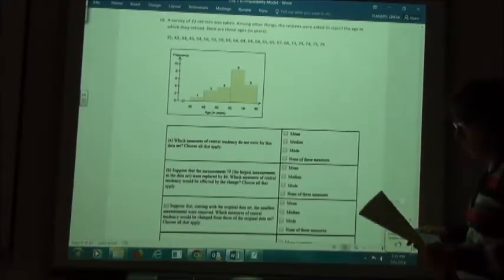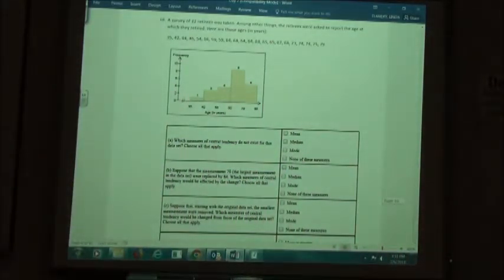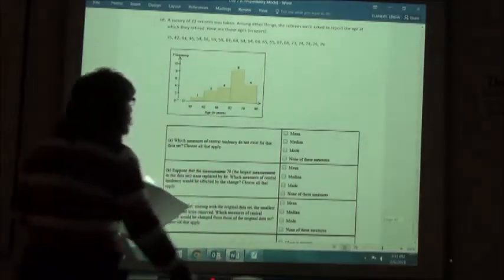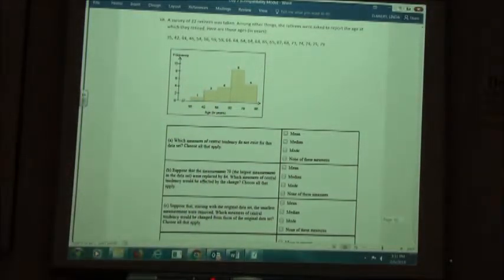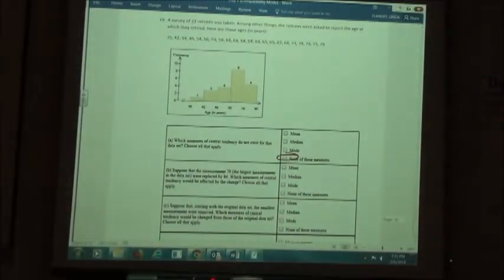And number 18 here. A survey of 22 retirees was taken. Among other things, the retirees were asked to report the age at which they retired. Here are those ages. And again, the first question says, which measures of central tendency do not exist? My answer is going to be none. We have a mean, we have a median, we have a mode. We can do all of those, so none do not exist.